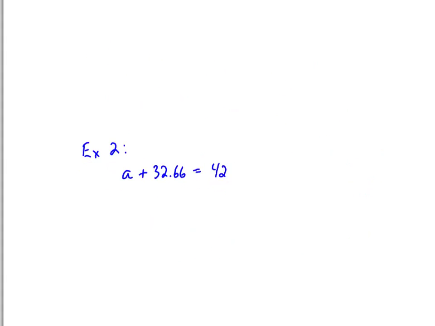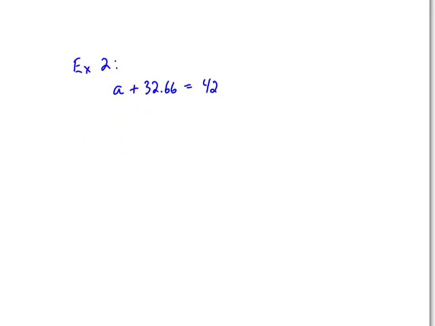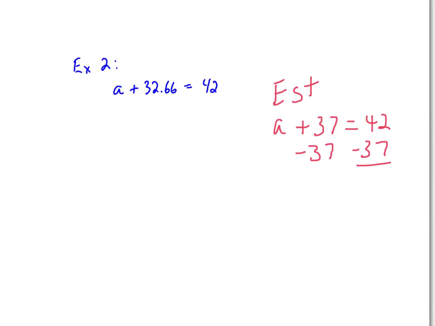So in this next one I have a plus 32.66 equals 42. So let's again estimate. So I'm going to make the 32, I'll go ahead and round that up to 37. So I have a plus 37 equals 42. So to get a by itself, I'm going to subtract 37, and I have an estimate of 5. That's what I'm hoping my solution will be close to.